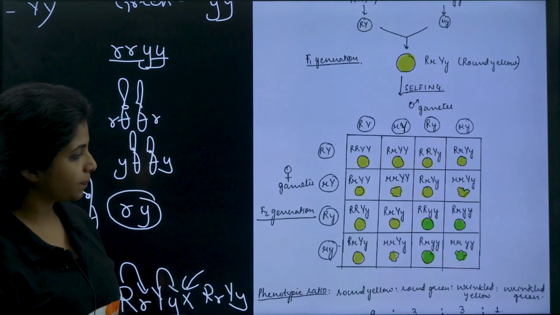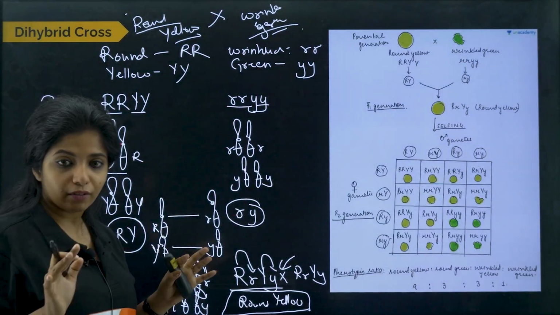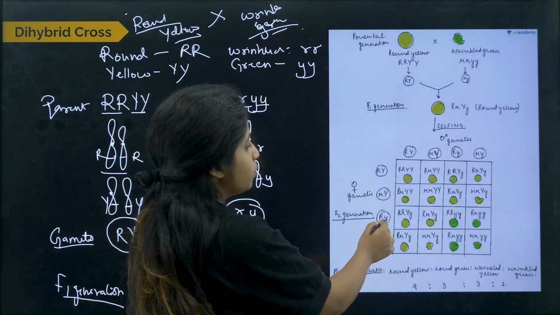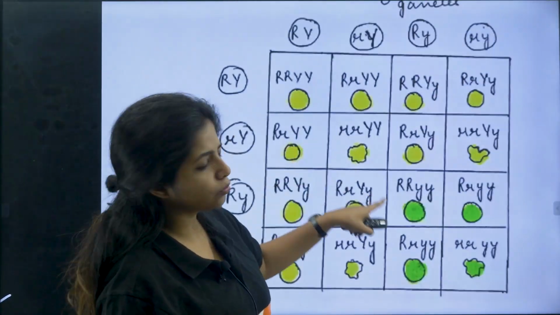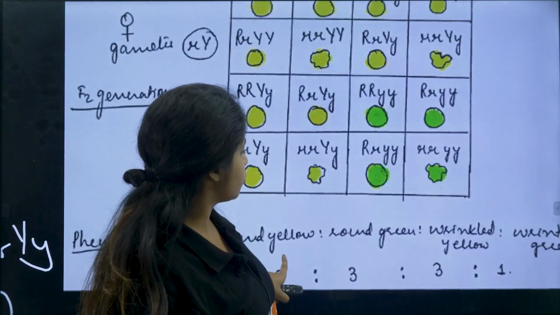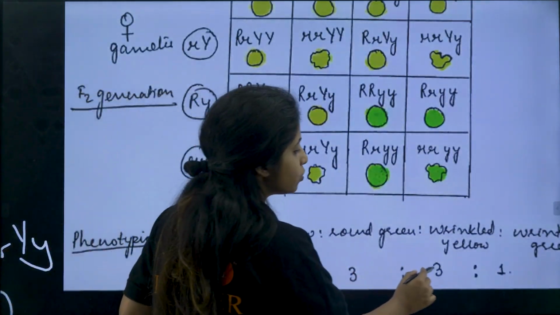Now, one very important thing. In F2 generation, they will ask you the phenotypic ratio. They will not ask you the genotypic ratio, because there are so many genotypes that can be formed over here and it will be really difficult for you to remember. So they will ask you something that is known as phenotypic ratio. What is the phenotypic ratio? 9:3:3:1.